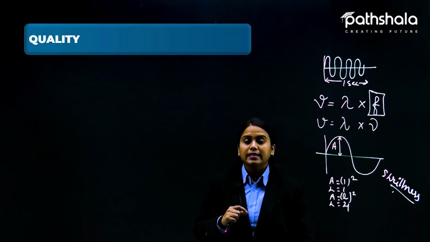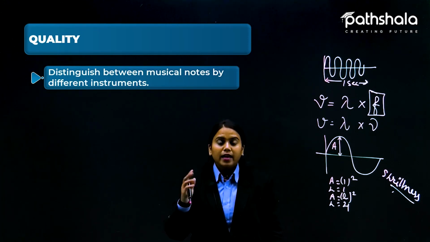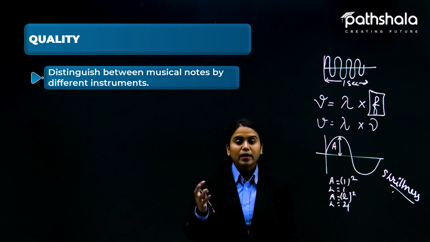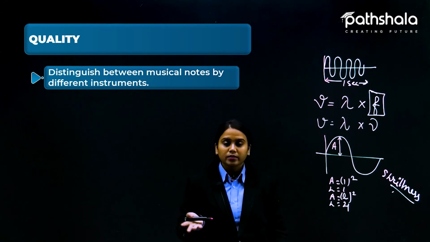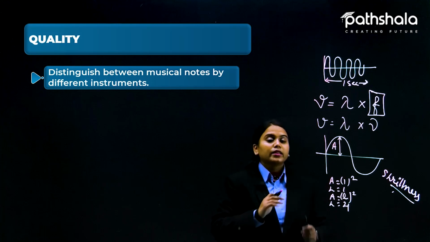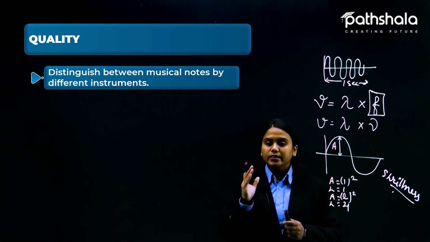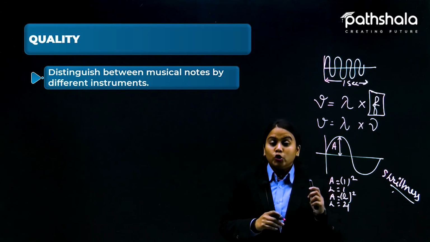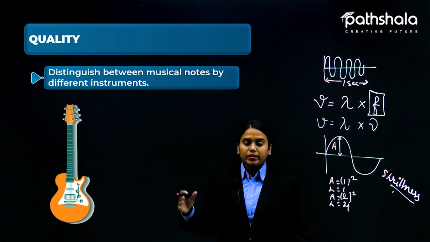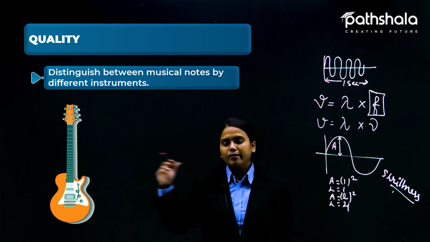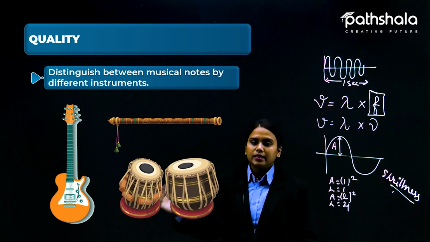Okay, now the next thing is the quality of sound. This is how you distinguish between musical notes delivered by different kinds of instruments, right? Like if I play the tabla, you will get, yeah, this is the sound of tabla. And similarly, if I play the flute, you will get to know. Though I am playing any instrument, like I have a guitar and this flute and this tabla.